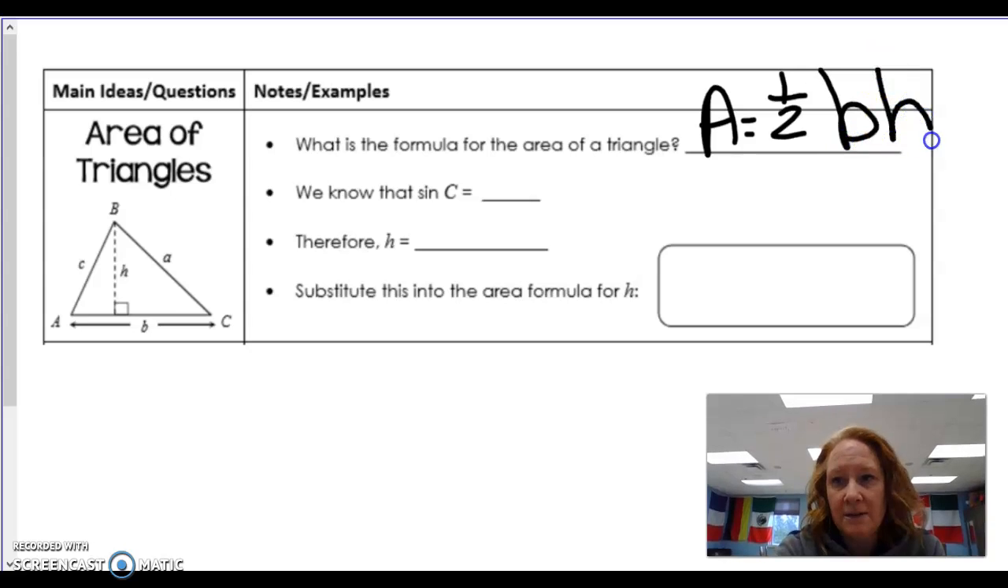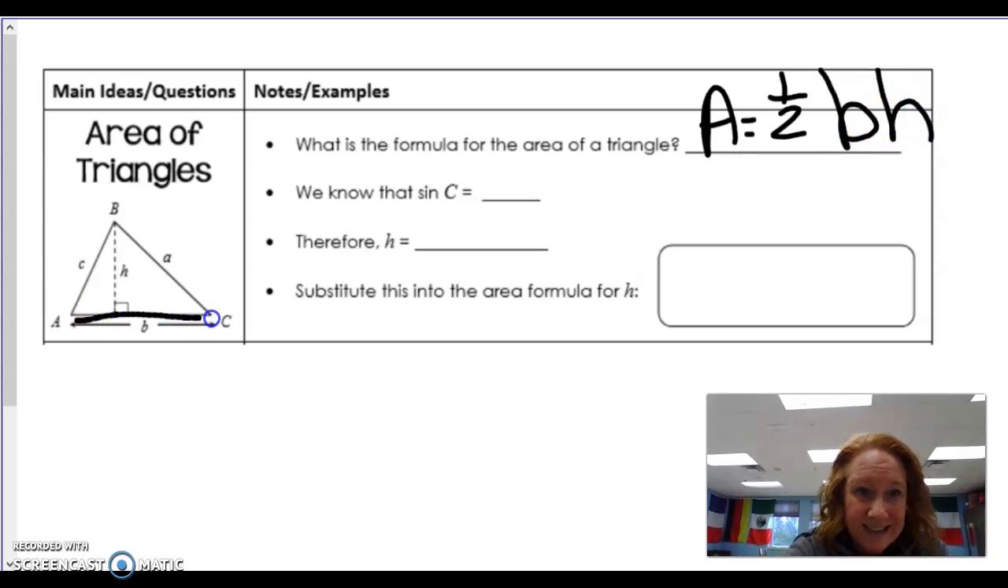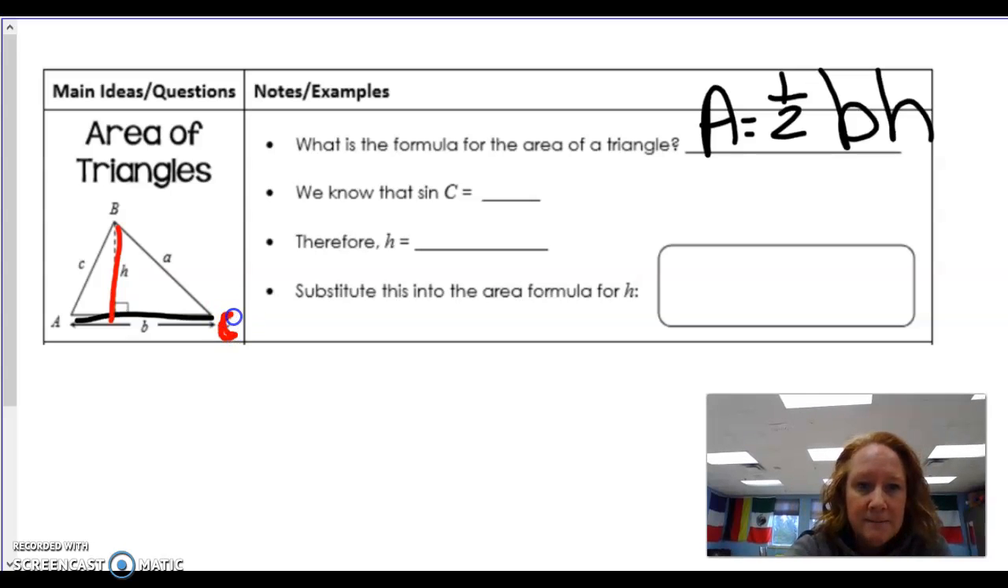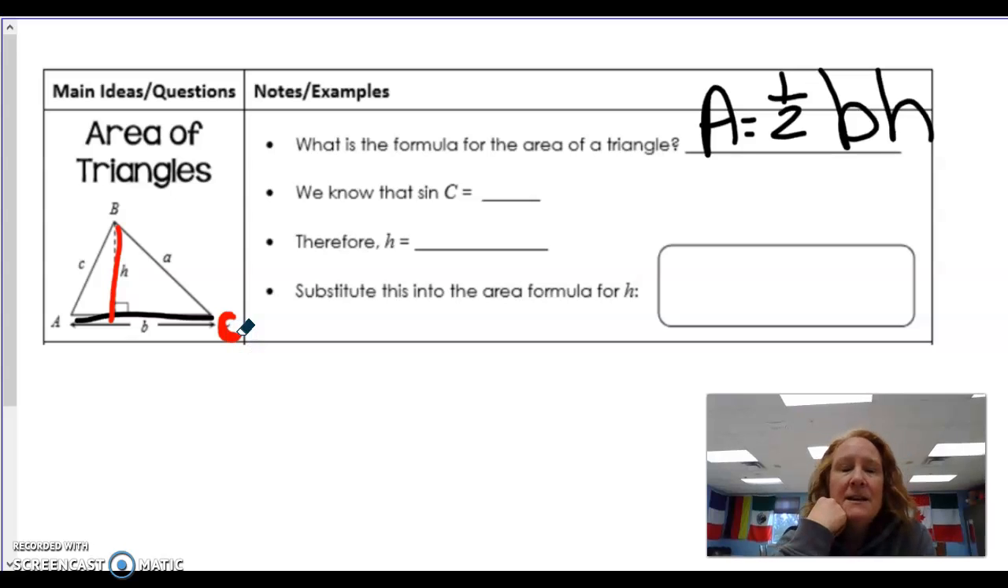So look at right here. I've got the base and the height. How amazing is that? Now, think about this. Sine of C. Think about what sine is. Sine is what over what? Opposite over the hypotenuse, right?